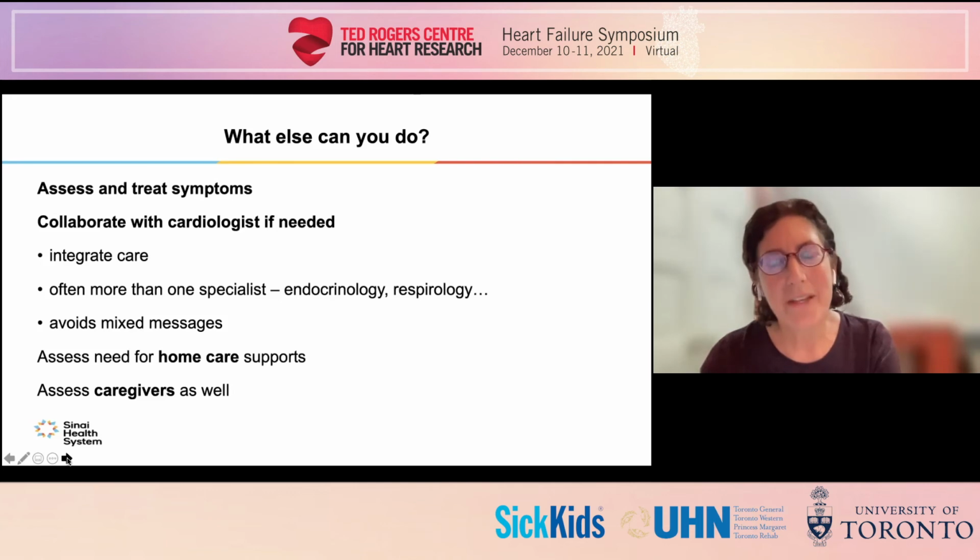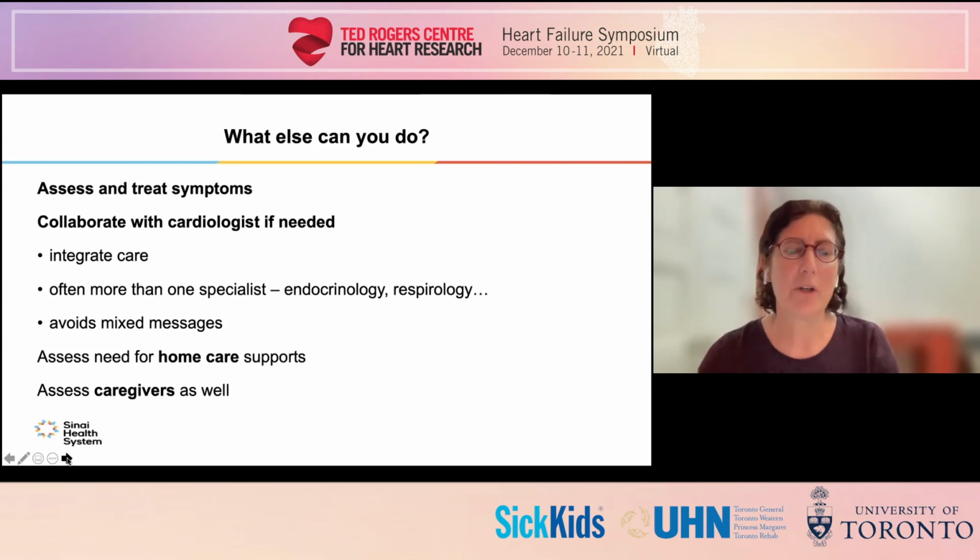They can be told one thing about their fluids at one specialist and another thing about their fluids at another, right? The nephrologists want more fluids, the cardiologists want less fluids. It can get really complicated. The respirologists want steroids, you can't have steroids. So it's really good if as primary care practitioners, we can help the specialists work together and with us so that we don't give them mixed messages to our patients.